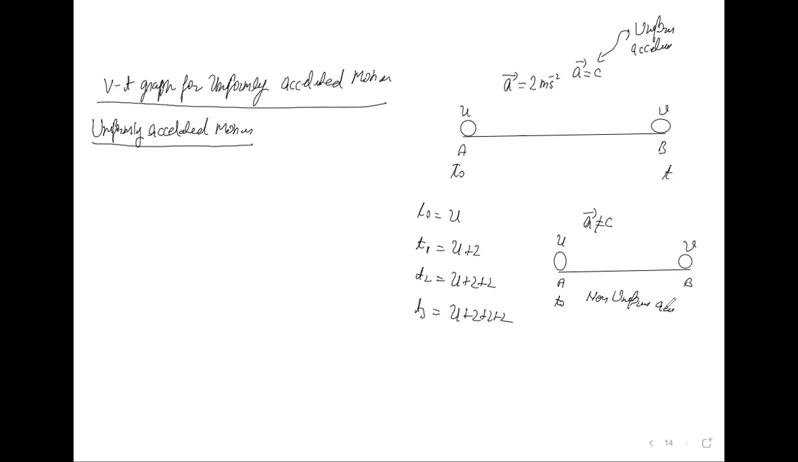This is called non-uniform acceleration. And for this type of motion, the velocity of the object at time t naught was u. So we should not put the equal mark here. So I should remove this one.